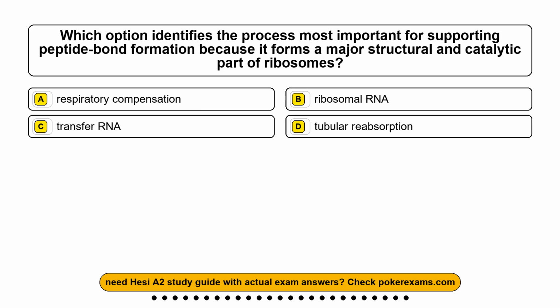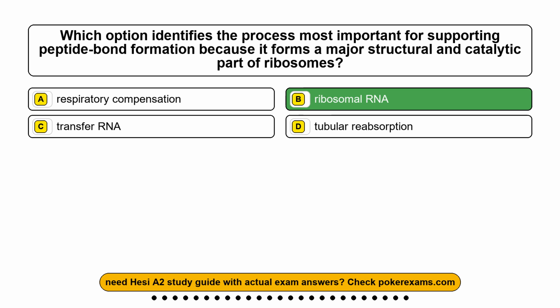Question 5. Which option identifies the process most important for supporting peptide-bond formation because it forms a major structural and catalytic part of ribosomes? Option A, respiratory compensation. Option B, ribosomal RNA. Option C, transfer RNA. Option D, tubular reabsorption.